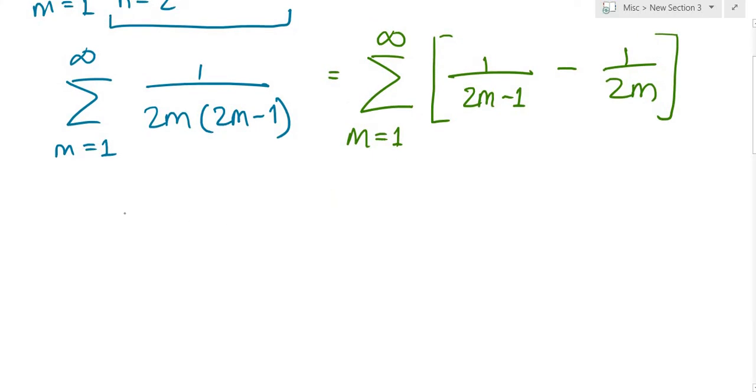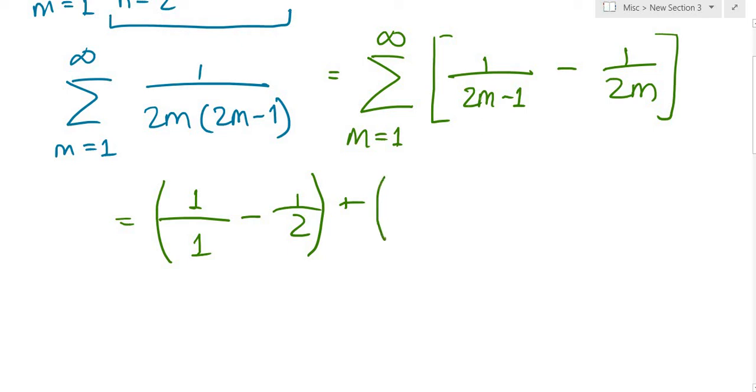Now let's just see what this sum looks like. When m is 1, you have 2 times 1 minus 1, which is 1, minus, when m is 1, this thing is half, and then plus, well, this is one pair. And then when m is 2, you have 2 2s are 4, minus 1 is a 3, and you have a 4 here, minus 1 by 4. And you can have all these pairs till infinity, right?